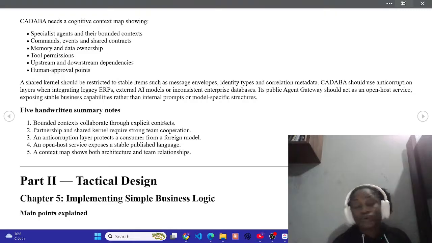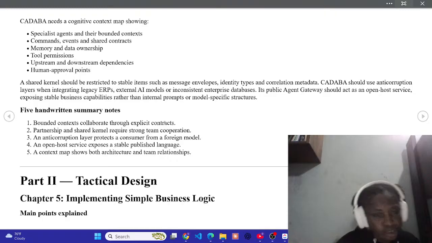For example, in data engineering, there's what we call role-based access control. If I give access to a particular finance data mart to somebody, I cannot give this access to somebody in HR, for instance, because it is not their data, and that data is not within their bounded context, so they must not have access to it. A context map shows both architecture and team relationships.